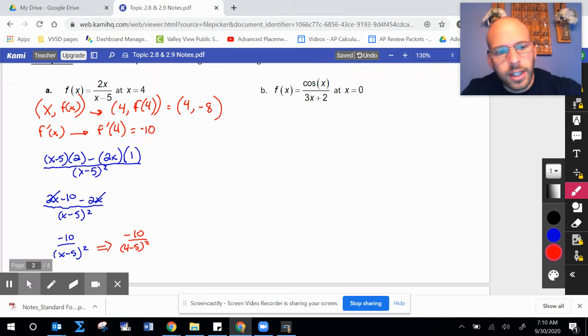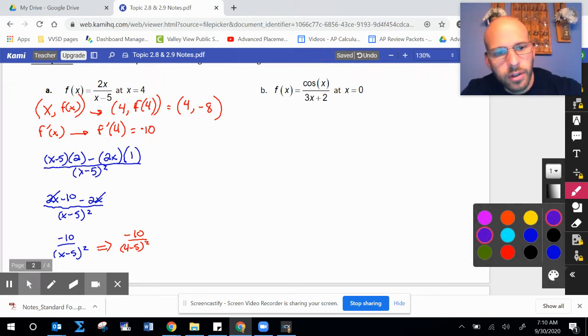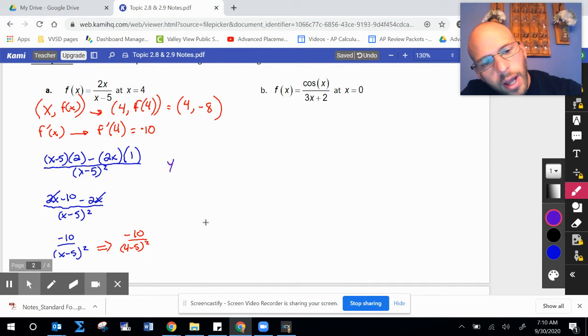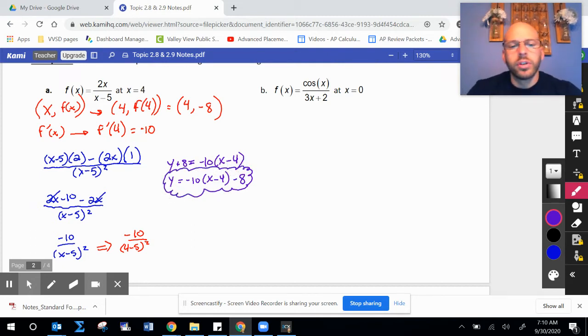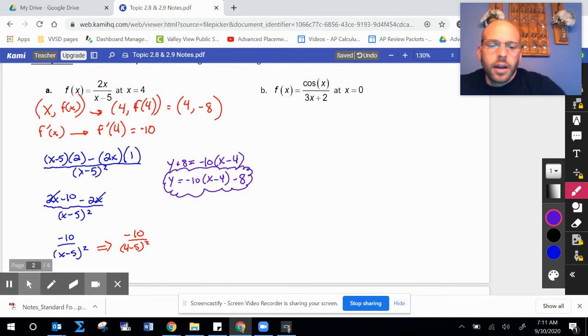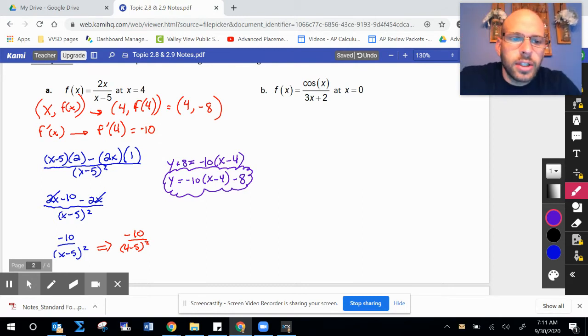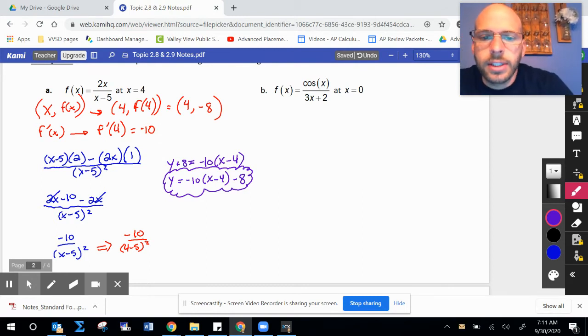So my tangent line, let's use a purple here, is going to be y plus 8 equals negative 10 times x minus 4, or y equals negative 10 times x minus 4 minus 8. And this would be my tangent line. Now you can distribute and combine like terms. That's up to you, but that is my tangent line. So we need a point and we need a slope.